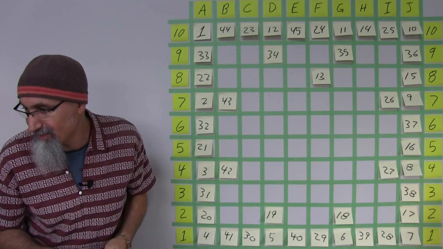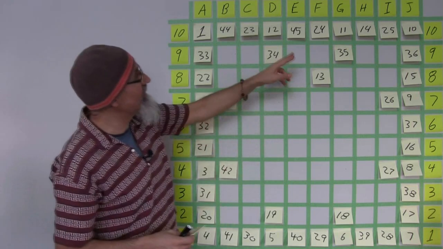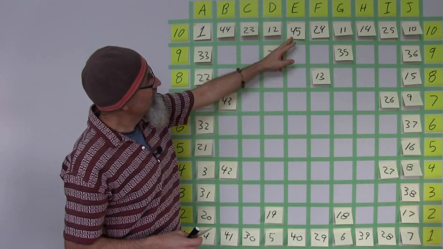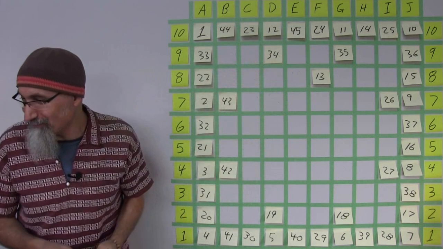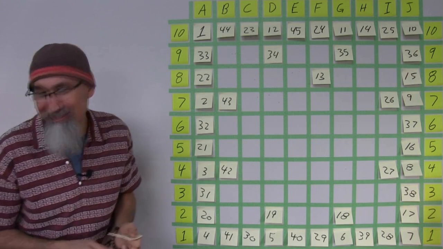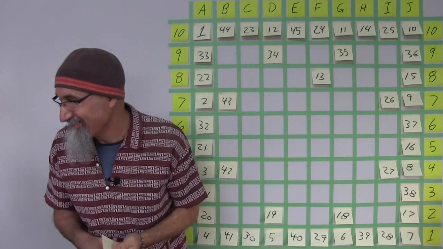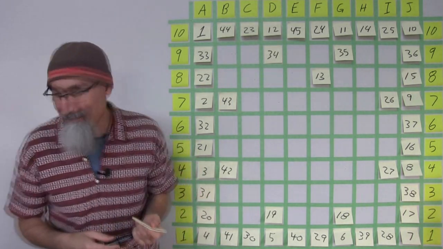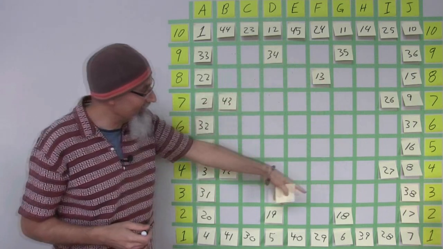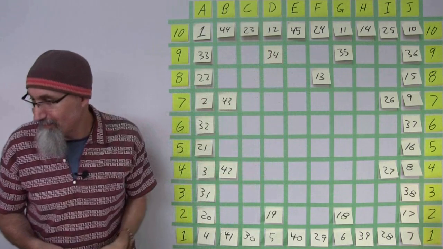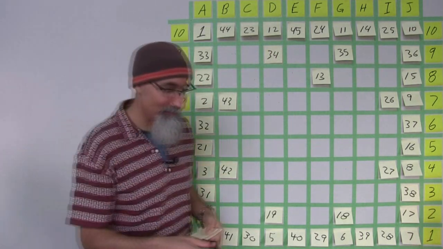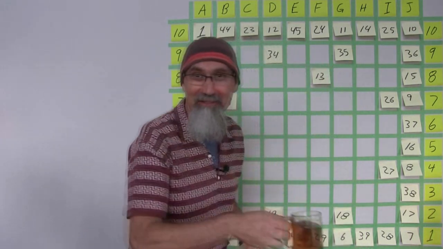E7, C9. Tony says E7. E7, C9. Oh, we're going in two different directions. We got competition. We need a second on this. We got two different choices. One of them is taking us that way, and the other one's going to take us here and then that way. Which one should we do, gang? I'm going to have a sip of tea while we decide.